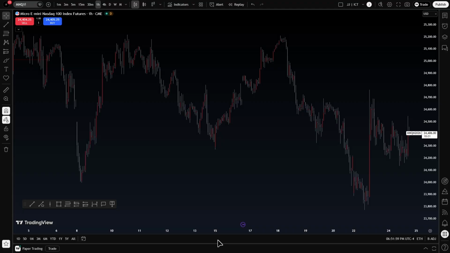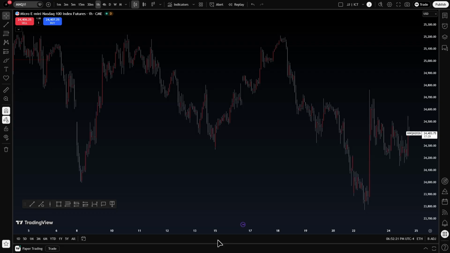But the one thing, listen to me here, the one thing that cannot be a draw on liquidity is fair value gaps. You want to know why? Here, I'll ask you one question. Do fair value gaps contain liquidity? Yes or no? You say yes? If you said yes, no. It's incorrect. If you said no, that's correct.